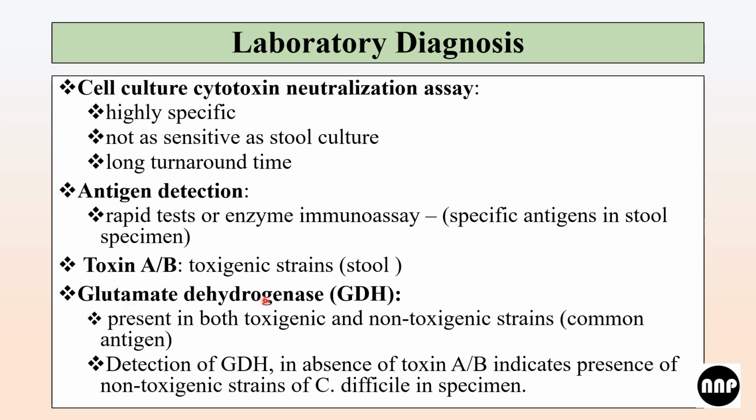And then we have GDH, glutamate dehydrogenase. This glutamate dehydrogenase is present in both toxigenic and non-toxigenic strains. So if we detect the GDH but there is absence of toxin, this indicates presence of non-toxigenic C. difficile in the specimen. What I mean to say is, if we detect glutamate dehydrogenase but toxin is not detected, that means the strain is non-toxigenic.